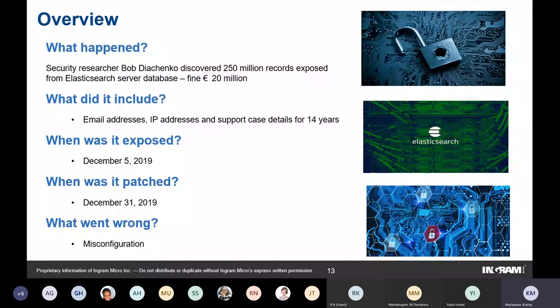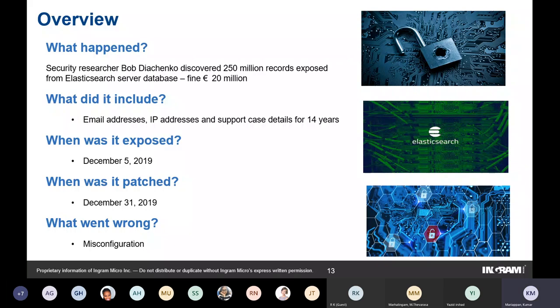Security researcher Bob discovered 250 million records exposed from an Elasticsearch server database, which resulted in a fine of 20 million euros. It included the email addresses, the IP addresses from where these email addresses were accessed, and the support case details of those users for the last 14 years.